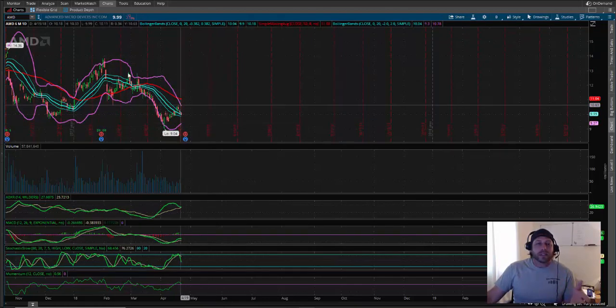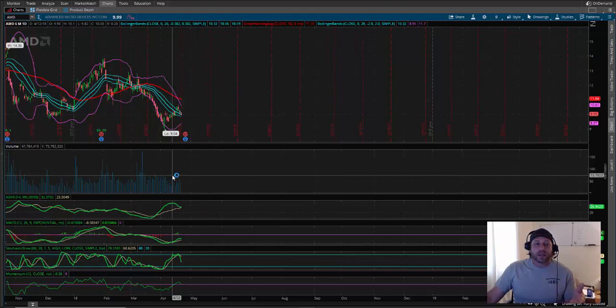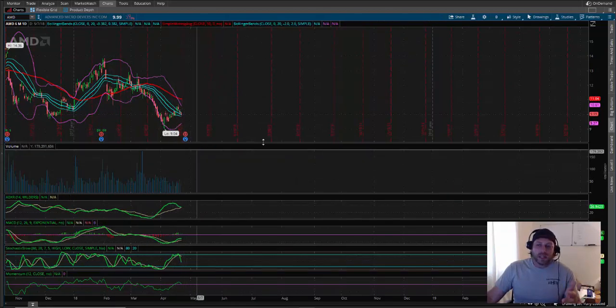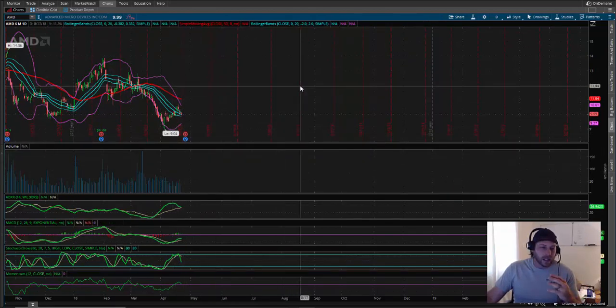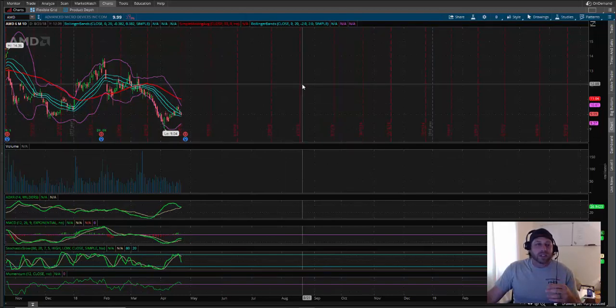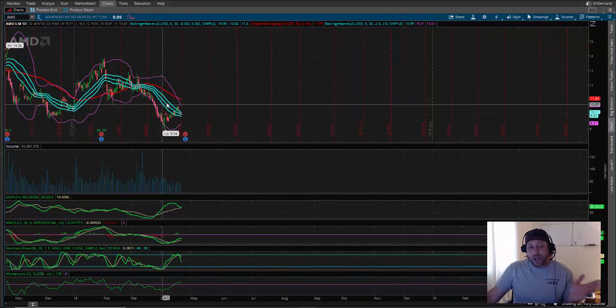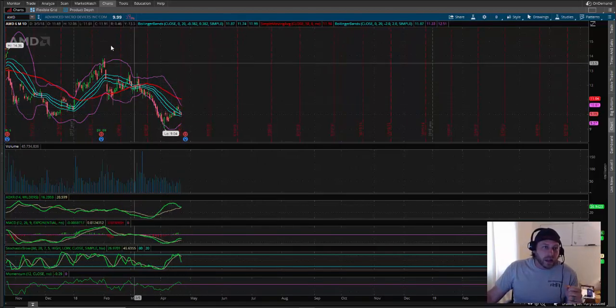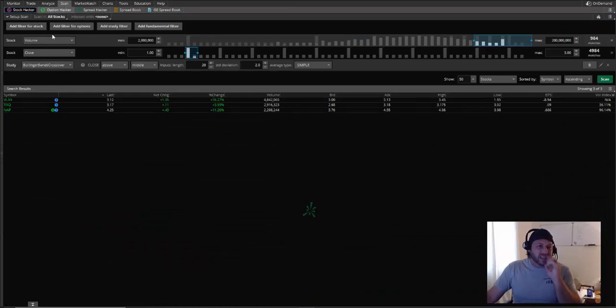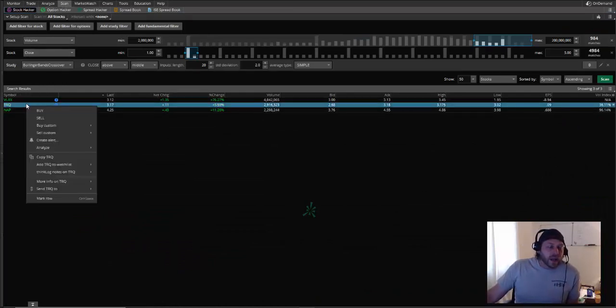So this would not be something I would take. It is something I keep an eye on because it's AMD and it moves a lot. It's got high volatility. But right now, I would not take a long position. And it hasn't really confirmed a short position, so I won't do anything with it. I'm gonna go over to the scanner. Let's see if I can find anything.